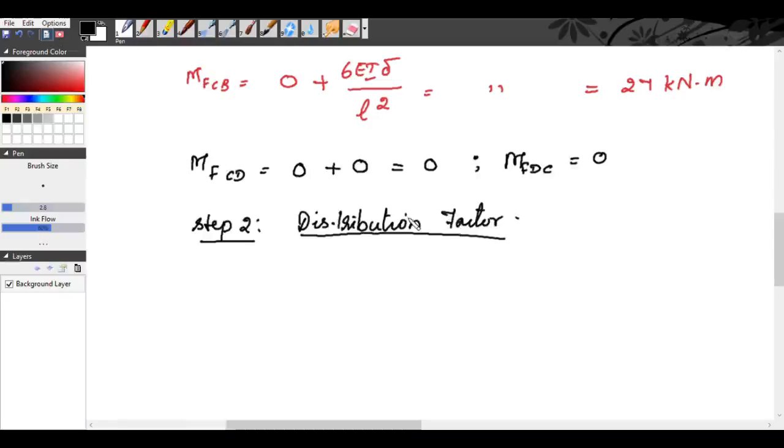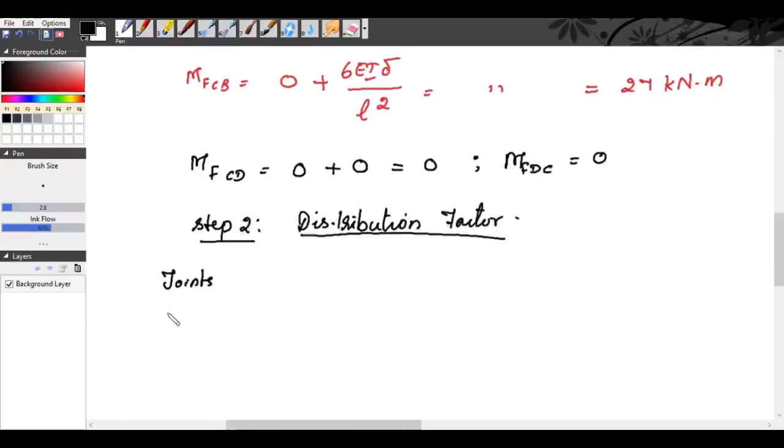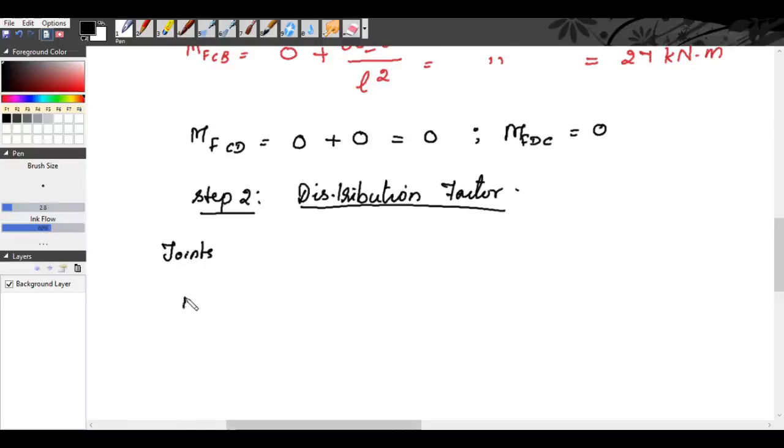So for determining the distribution factor, we will consider the joints first. How many joints do we have? We have two joints, B and C, right? Now we will take the members. At B we have the members BA and BC. At C we have the members CB and CD.